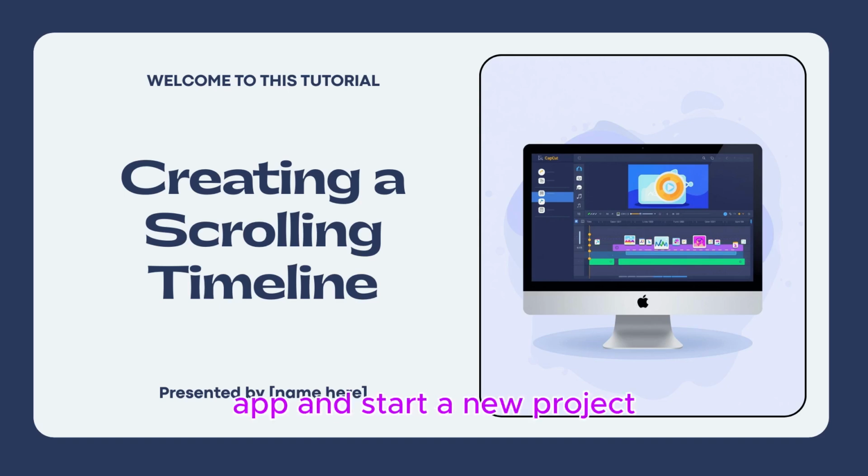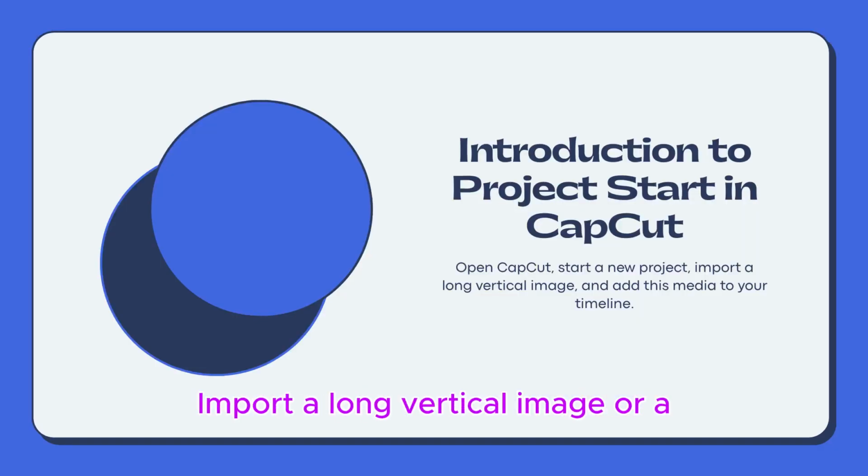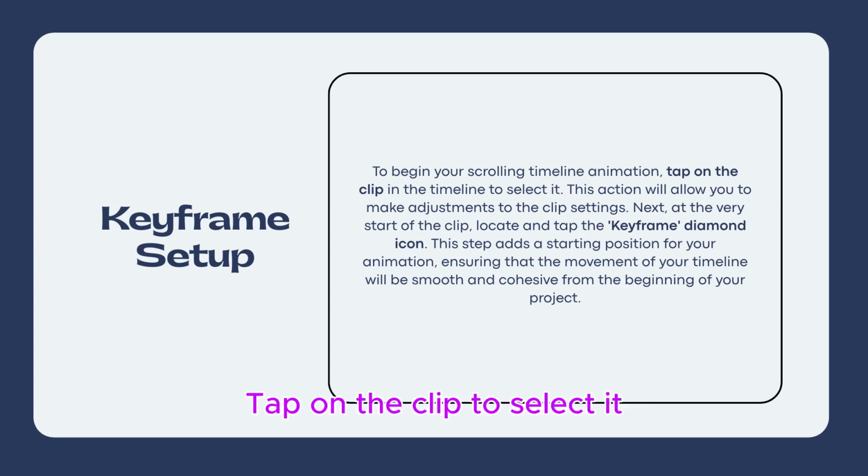Open the CapCut app and start a new project. Import a long vertical image or a screenshot of a timeline you want to scroll through. Add this media to your timeline. Tap on the clip to select it.